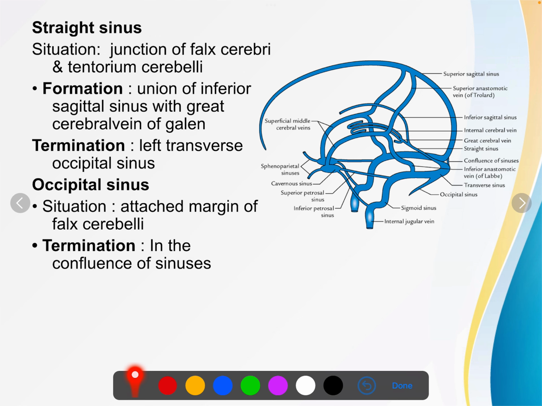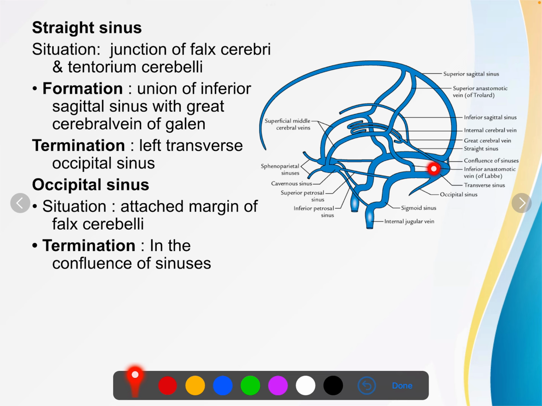The next one, that is the straight sinus. The straight sinus is situated at the junction between the falx cerebri and the tentorium cerebelli, and it is formed by the union of the inferior sagittal sinus with the great cerebral vein of Galen. Then it terminates into the left transverse sinus.